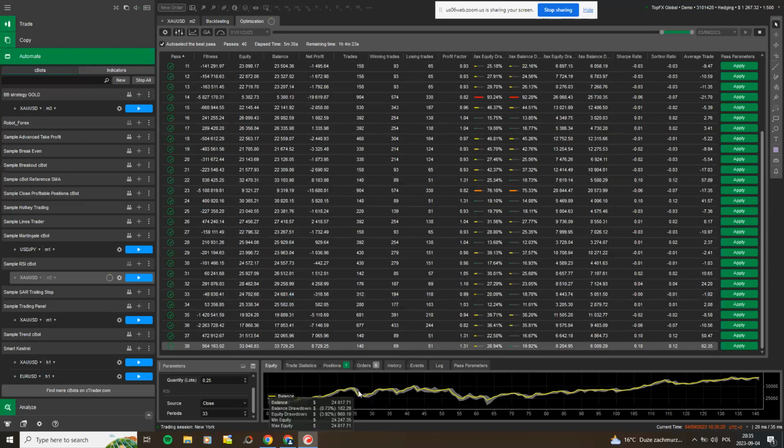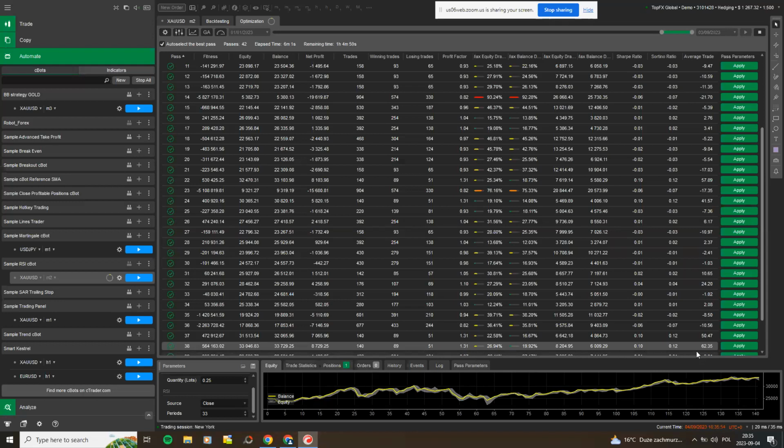Now it's switched back again to number 38. Look at this: 89 winning trades, 51 losing trades, but max equity drawdown 26%, max balance drawdown 90%, and average trade is 62, basically dollars or units, whatever. You can have dollars or euros or whatever.